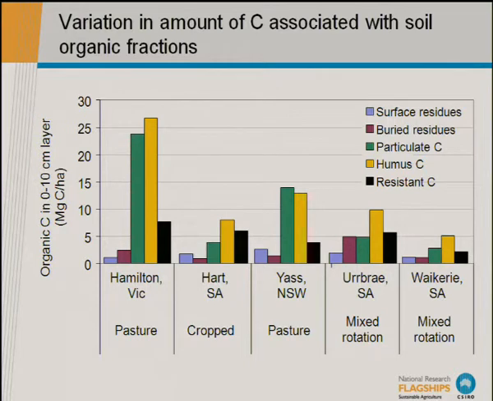And so here's just a few examples of different places we've measured these various carbon pools, and we can see pretty different distributions. Some sites, so Pasture in Hamilton, Victoria, have pretty equal amounts of particulate carbon and humus carbon, whereas we see a cropped, I think this is a continuous cropping site, in South Australia, there's only about half as much particulate carbon as humus carbon, and there's a really high proportion of resistant carbon at that site as well. So we see these vary significantly across the landscape.